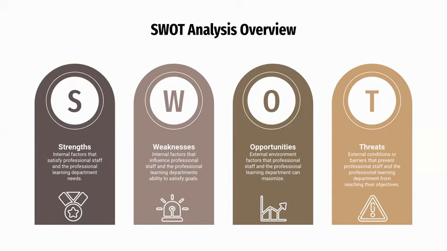Strengths are the internal factors that satisfy professional staff and the professional learning department needs. Weaknesses will address internal factors that influence professional staff and the professional learning department's ability to satisfy goals. Opportunities will address external environment factors that professional staff and the professional learning department can maximize. Then we'll talk about the threats, which address external conditions or barriers that prevent professional staff and the professional learning department from reaching their objectives.